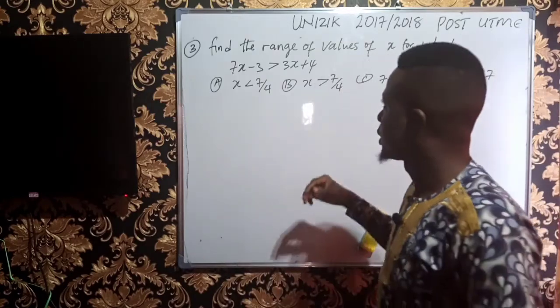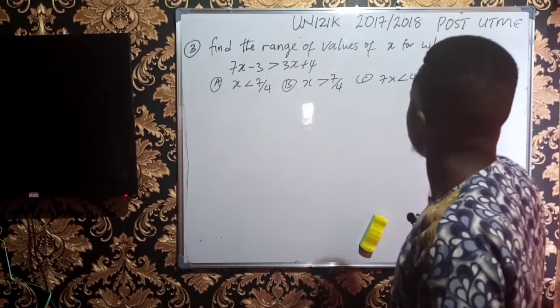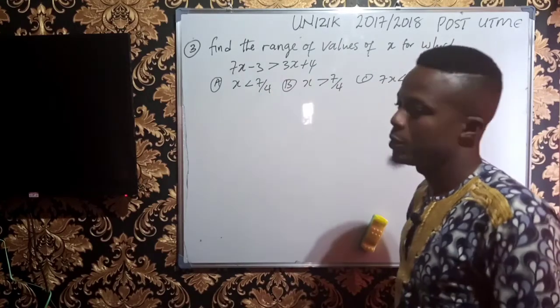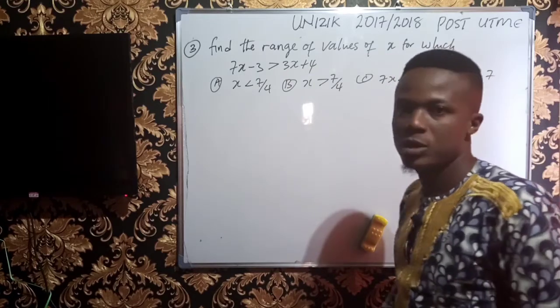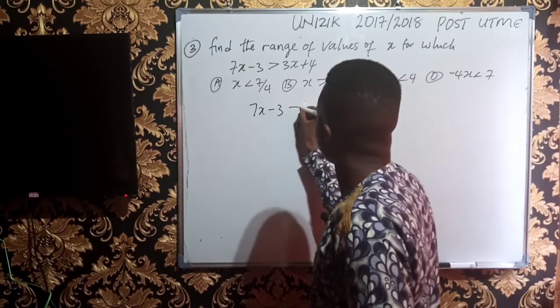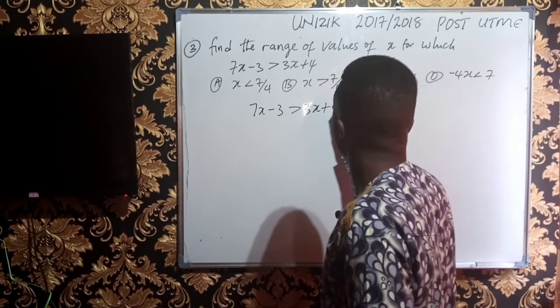Okay, the third question is saying that we should find the range of values of x for which 7x minus 3 is greater than 3x plus 4. You can see the options as well. So we have 7x minus 3 is greater than 3x plus 4.